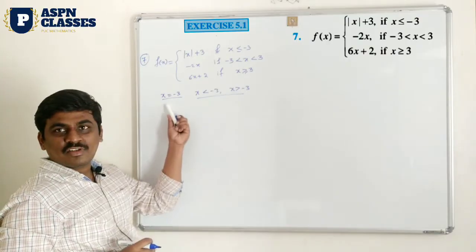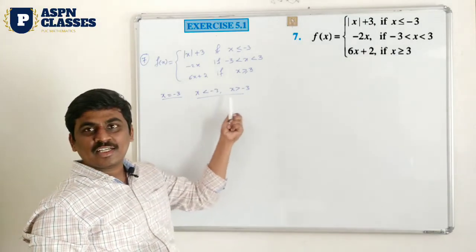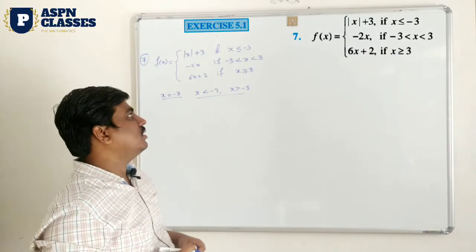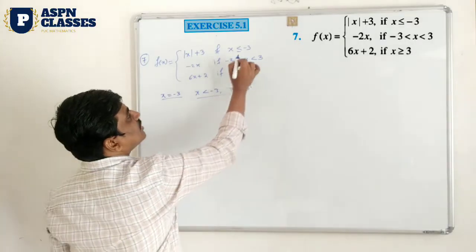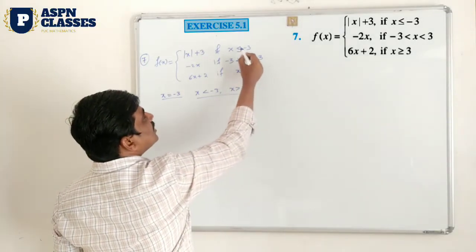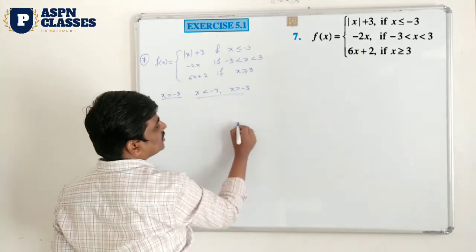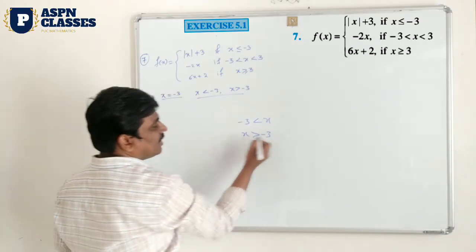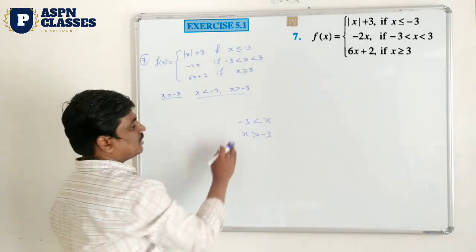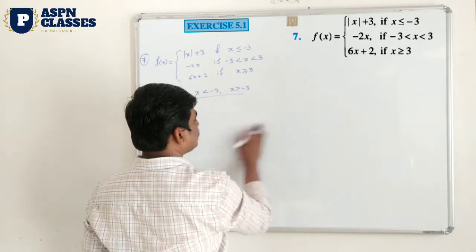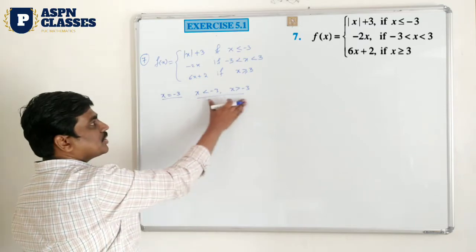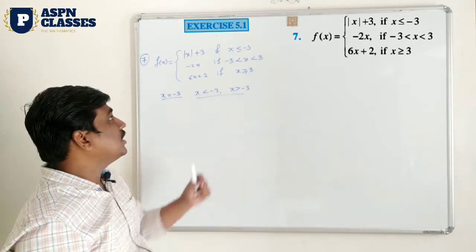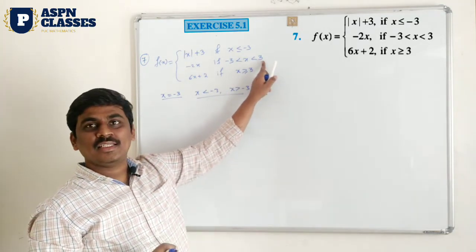Equal to means that is the function value, less than means that is the LHL, greater than means the RHL condition. Okay, these 3 points are there. Here equal to is also there, less than is also there, and here greater than. Minus 3 is less than x actually means x is greater than minus 3, both are the same only. Okay, so now observe here. Now you have to check these 3 points, and also you have to observe that one more point is there, that is 3.